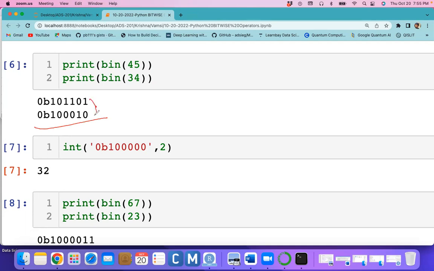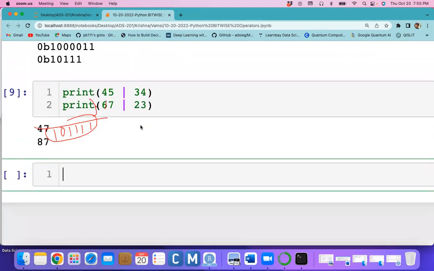When you are doing the OR operation, if at least one bit is 1, then automatically the resultant will be 1, right? So 1 OR 1 is 1, 1 OR 0 is 1, 0 OR 1 is 1, 1 OR 0 is 1, 1 OR 1 is 1, 1 OR 0 is 1, 0 OR 0 is 0, 1 OR 1 is 1. So it is 101111. This is the number. If you convert it into a decimal number, the resultant is 47.